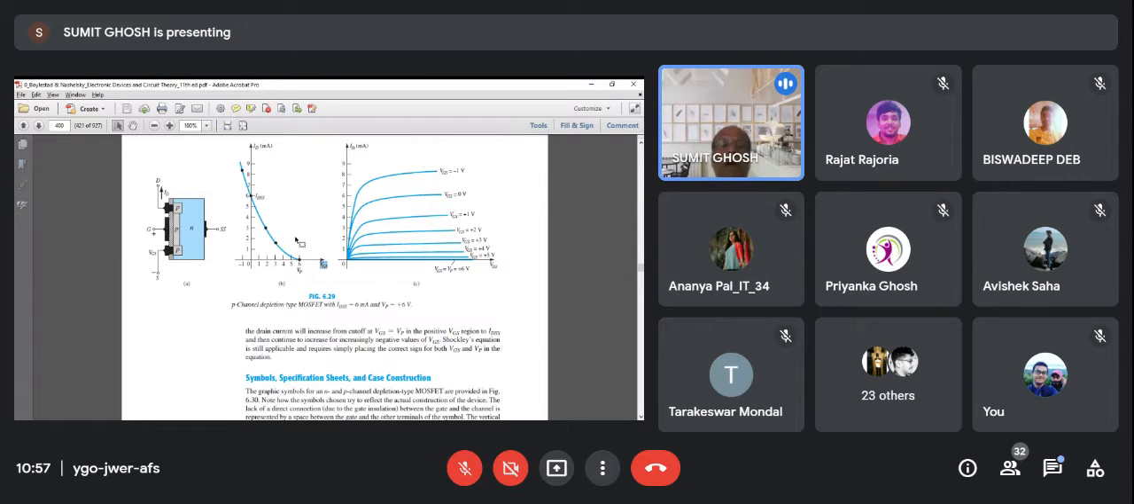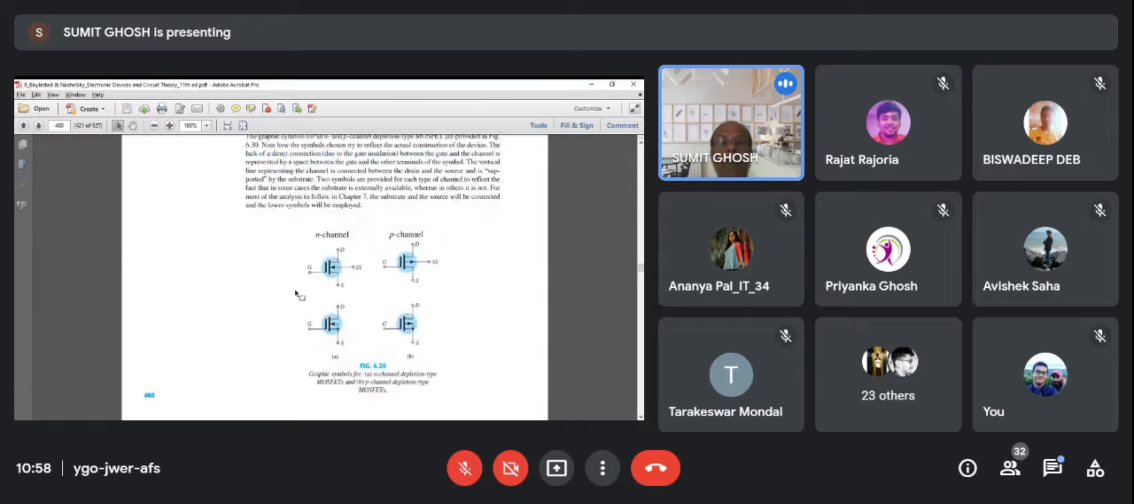With this, we come to the symbol part. Here you see the symbol. Again, I told you there are two. This is the depletion MOSFET. We have another type for the enhancement MOSFET. So this is the N-channel depletion MOSFET, and this is the P-channel depletion MOSFET. Why 4? Why 2 types for each? Because you can have a symbol where the substrate is shown separately, or you can have the symbol where the substrate is connected to the source, as we have seen. So this symbol is also correct, this symbol is also correct.